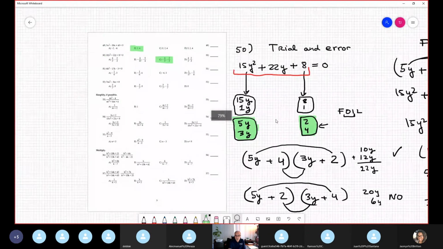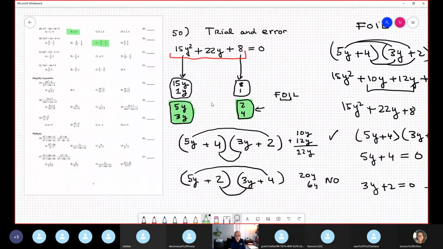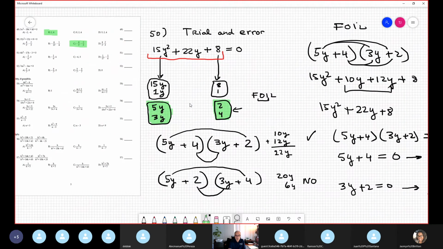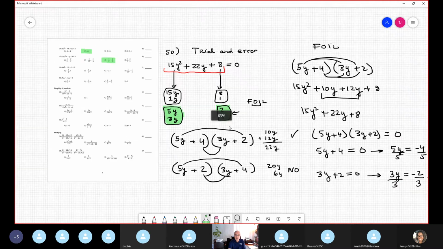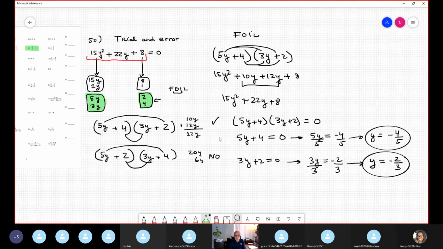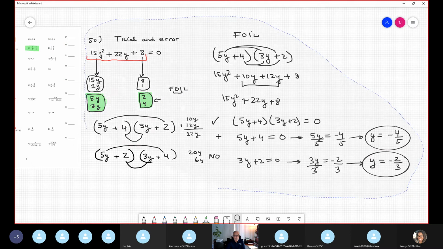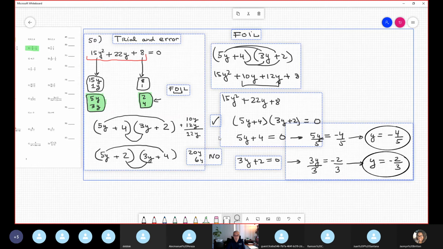Okay, guys, this is not too fast. This is a slow down. Take your time to process the information. Okay, this is a typical example of trial and error. Trial and error, I try to avoid when possible by grouping, but sometimes it's the only option that we have. Okay, let's do it. 51 now.